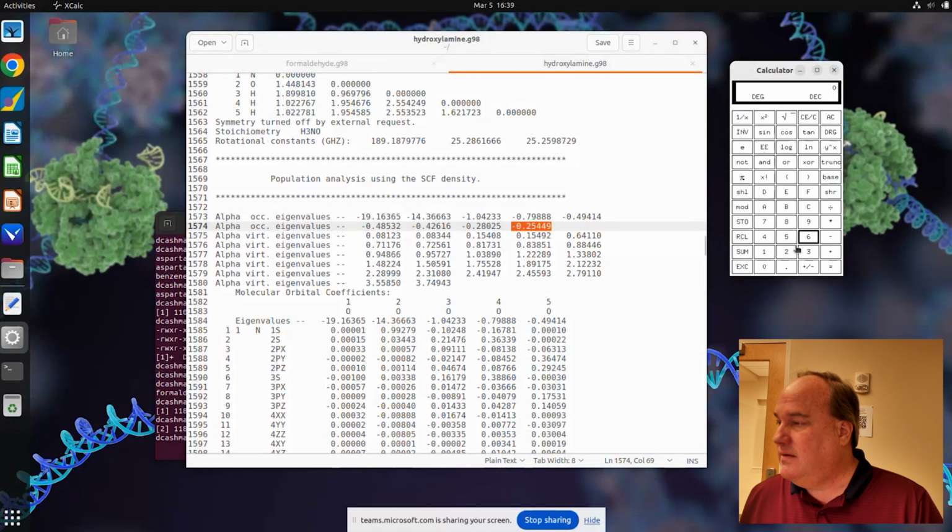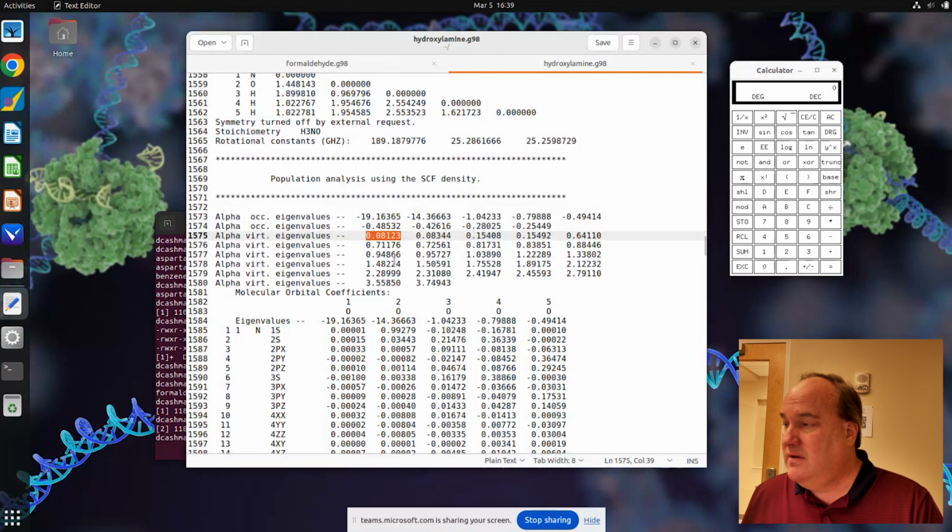So we're going to take minus 0.25449, like that, multiply by 27.21, and I get minus 6.92. So we have a good value that's sufficiently different from the LUMO of formaldehyde. We can also calculate the LUMO of this molecule just to look at that.